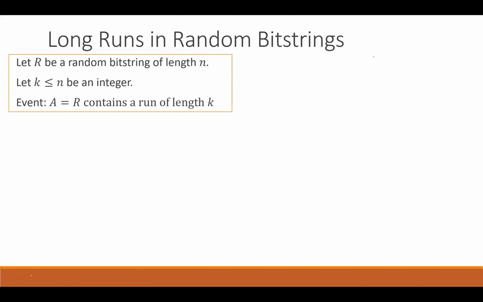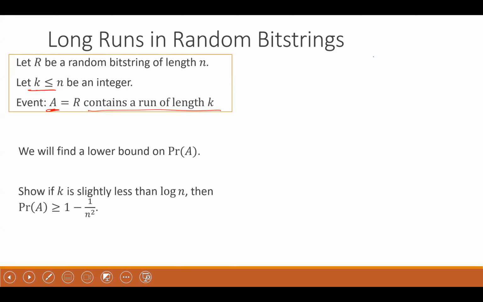Again, at a high level, it's simple. Computing it gets a little more involved than I would like. So for event A, we're just going to choose a value k, and we're going to see the probability that this event contains a run of length k.